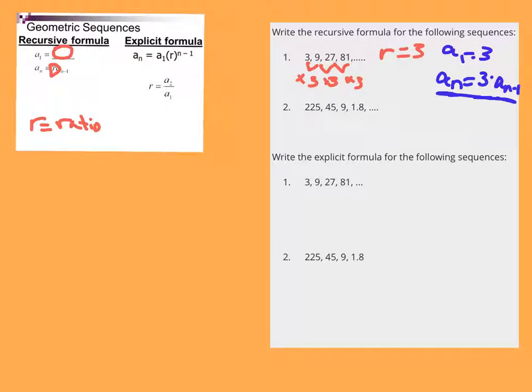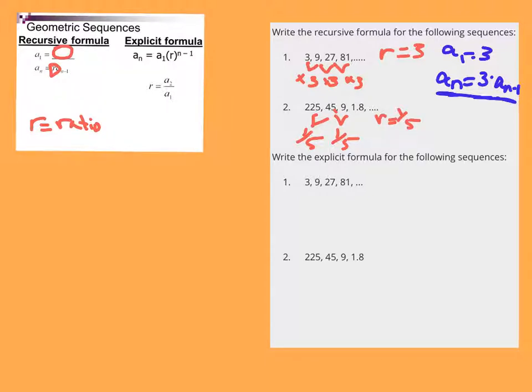So let's look at the second sequence. This sequence here is going down, but it's going down rapidly. So if I was to take my ratio of 45 divided by 225, or 9 divided by 45, or 1.8 divided by 9, I would find out that I'm dividing by 5, or I'm multiplying by 1/5 each time. Because it's a ratio that we're looking for, instead of saying divided by, we're going to multiply by that fraction. So here, my ratio is 1/5.